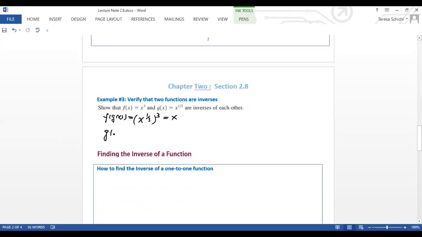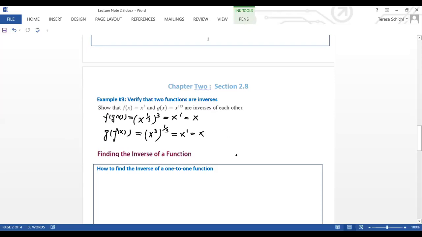Then we do the other way, g composed with f of x. That means everything in g, I replace with f of x. So this is x to the cube. Then this is 1/3. So 1/3 times 3 is 1, right? So this is x first. So it's x. This one, right? Don't skip the steps here.